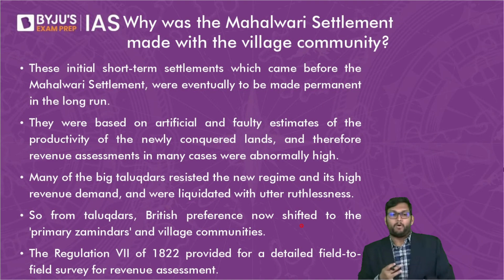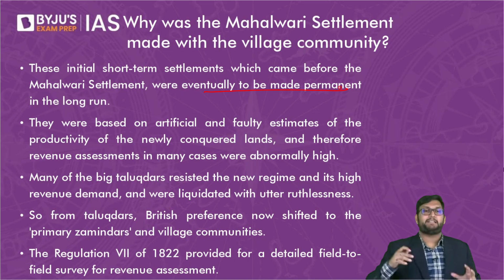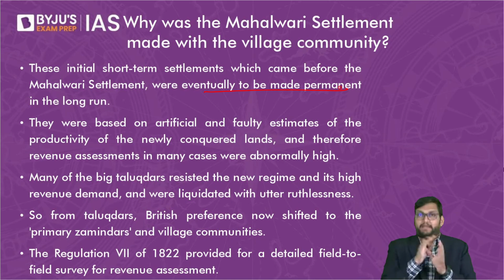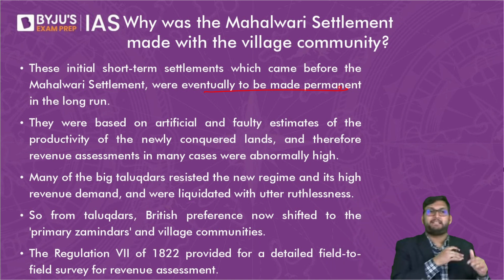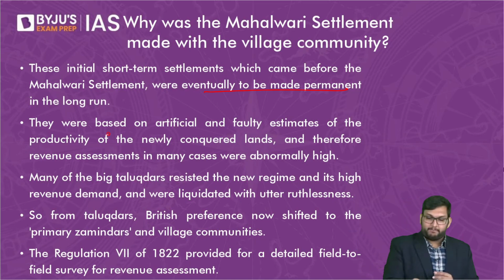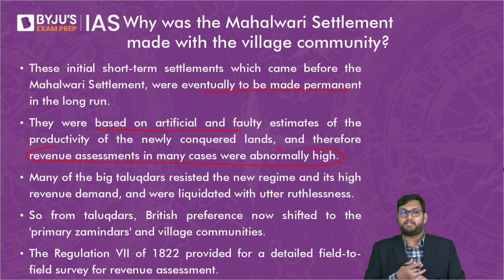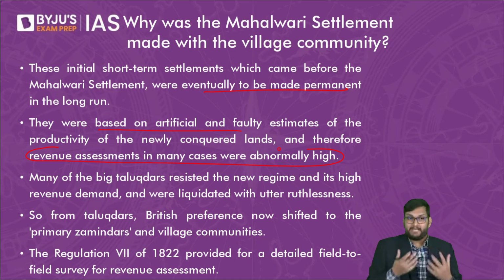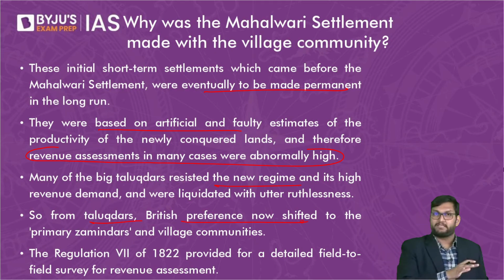So why was the Mahalwari system made with the village community? Because they thought that in the long run, it could work better. These initial short-term settlements were technically not working at the level they should. So they thought that for the long run, we could work with the revenue unit itself. They were based on artificial, faulty estimates of productivity, and therefore revenue assessed was again abnormally high. Many of the big talukdars, who were technically the headmen in the new regime, resisted, and they were also liquidated ruthlessly. From the talukdars, the British then shifted their preference to primary zamindars and the village community.